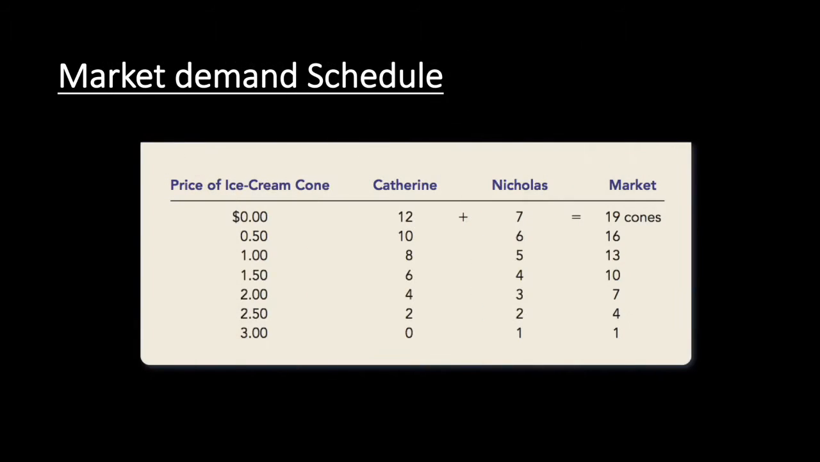For a market demand schedule, you're going to take a number of different consumers, look at each price point, see how many each consumer demands, and then add them together. So for example, in this market, we have Catherine and Nicholas. At $0, Catherine wants 12 ice cream cones, Nicholas wants 7. The market demand is 19. At $2, Catherine demands 4, Nicholas demands 3. The market demand is 7.